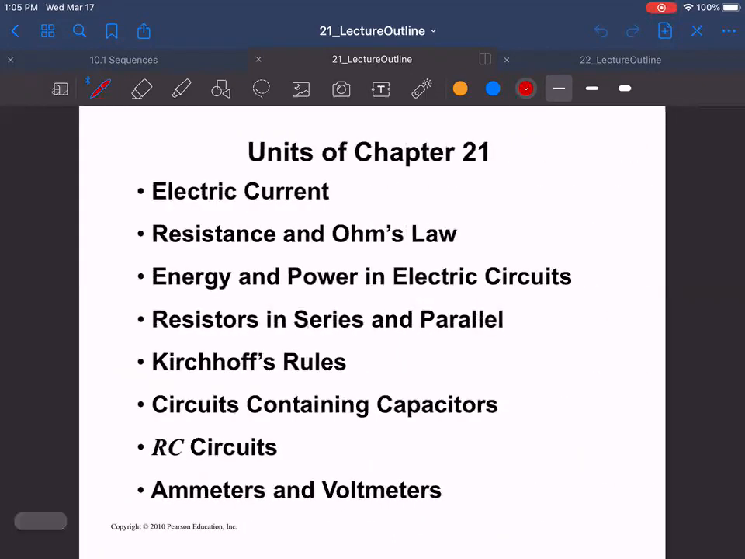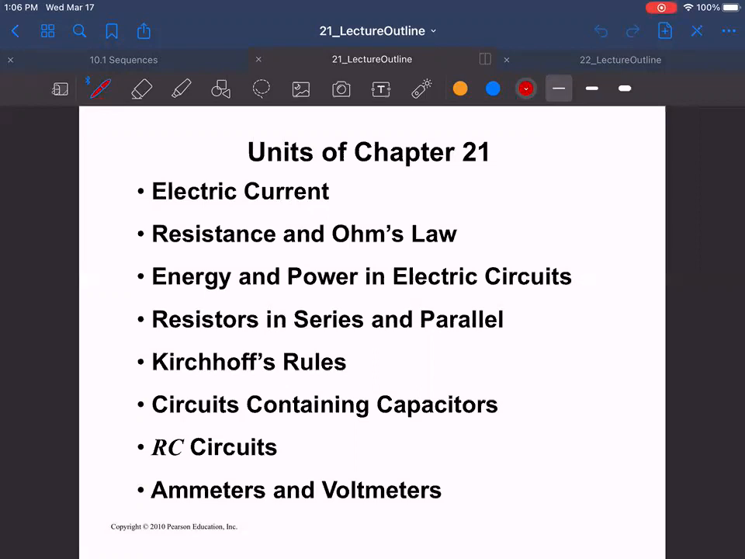First, we're going to start talking about electric current. Then we'll talk about resistance to that electric current. It basically sounds exactly like what it sounds like. It resists electrical current flowing through it. And then Ohm's law, that helps us calculate this resistance. Then energy and power in these electrical circuits.